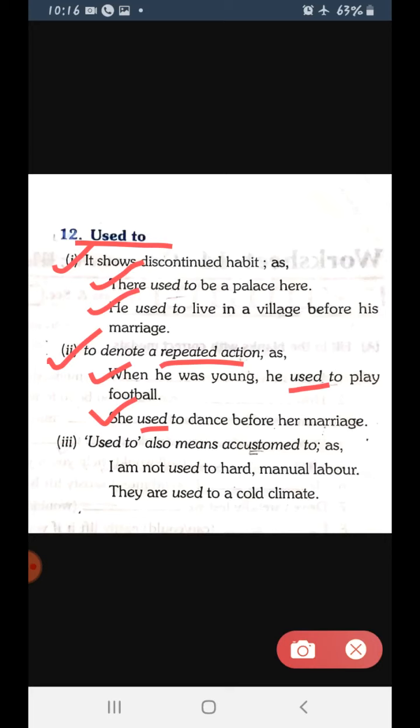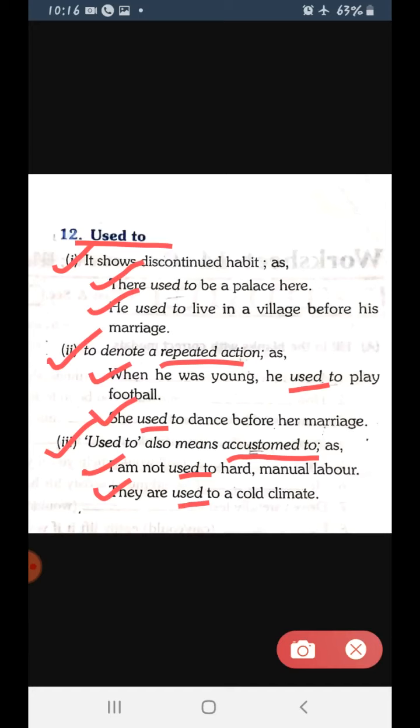Now see, point number 3. Used to also means accustomed to. Accustomed to means habitual of. Example number 1, I am not used to hard manual labor. That means, I am not habitual of doing hard and manual labor. Example number 2, they are used to a cold climate.